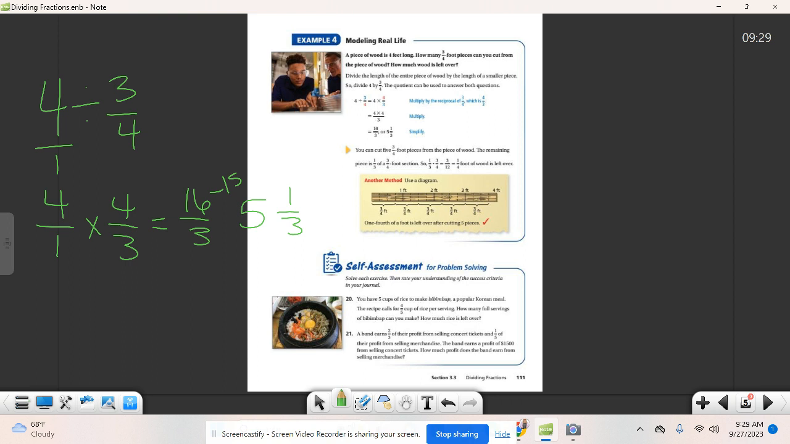Number 20 here says you have 5 cups of rice to make some kind of Korean meal I don't know how to pronounce. Okay? The rice calls for 4/5 cups of rice per serving. How many full servings of blah, blah, blah can you make? How much rice is left over?